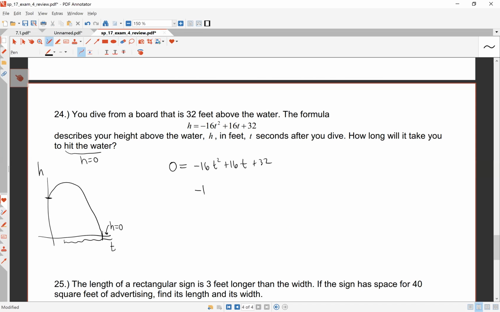So you factor a negative 16 from all three terms. It leaves me with t squared minus t minus 2 equals 0. So we factor, and we get t minus 2 and t plus 1 equals 0.